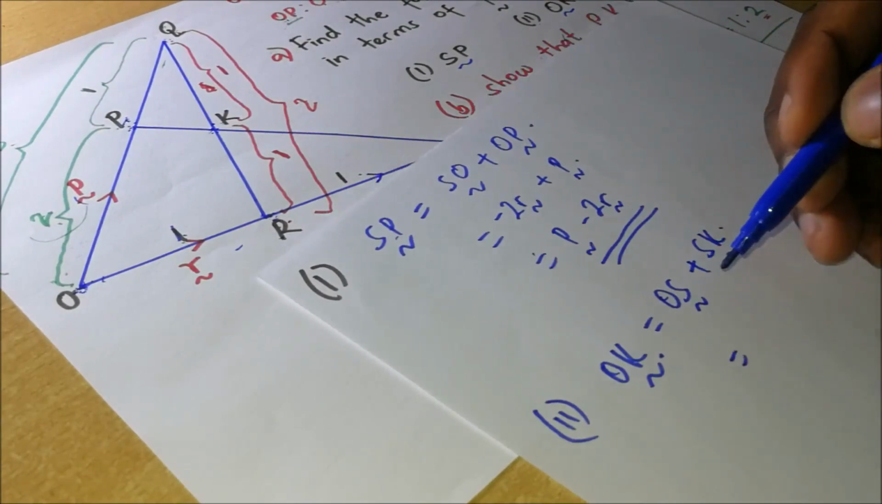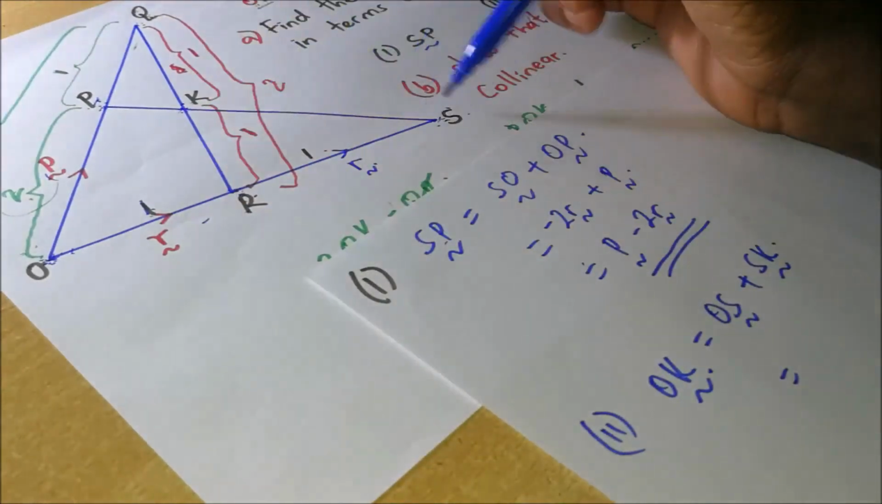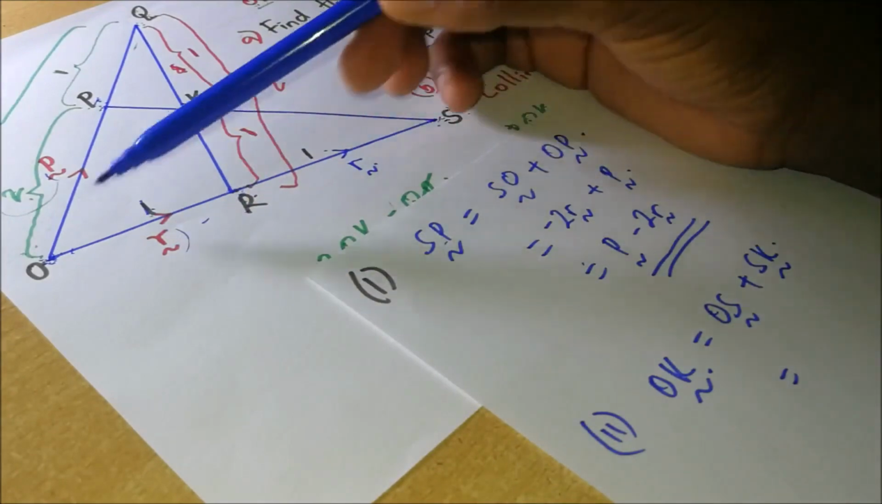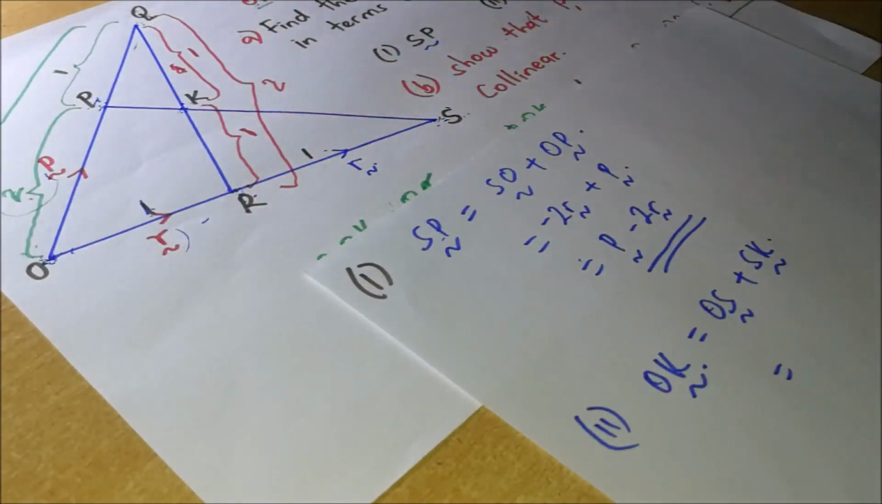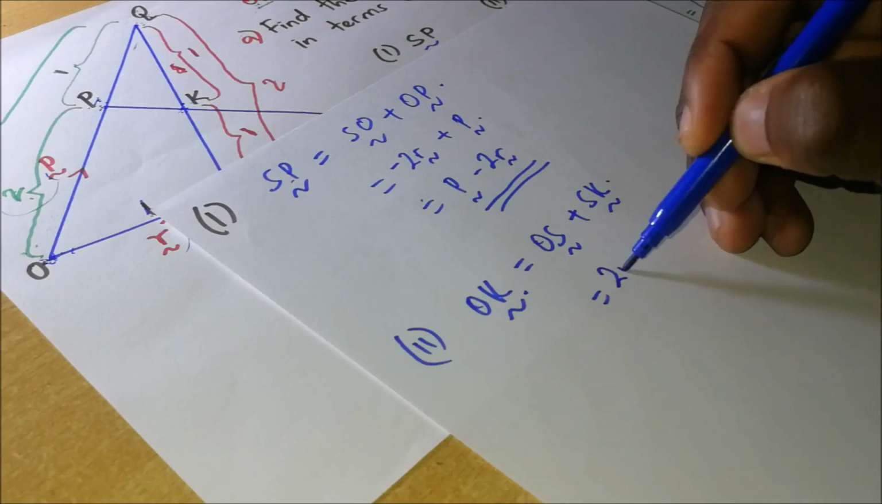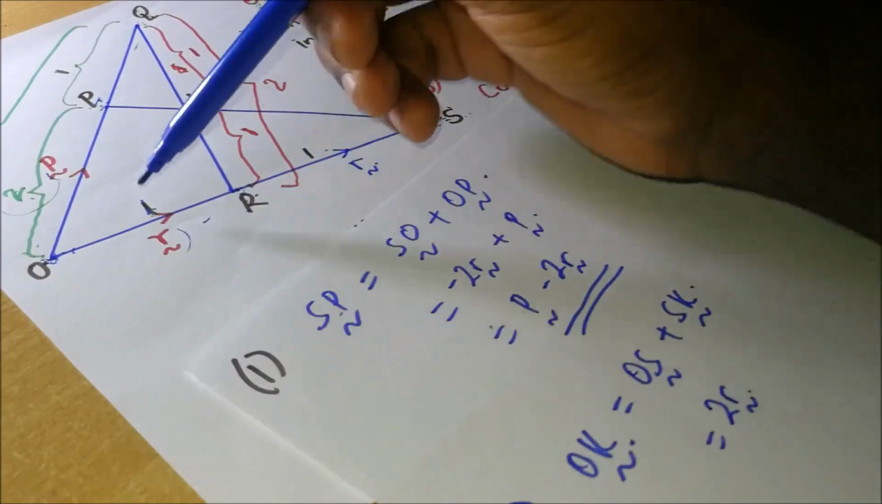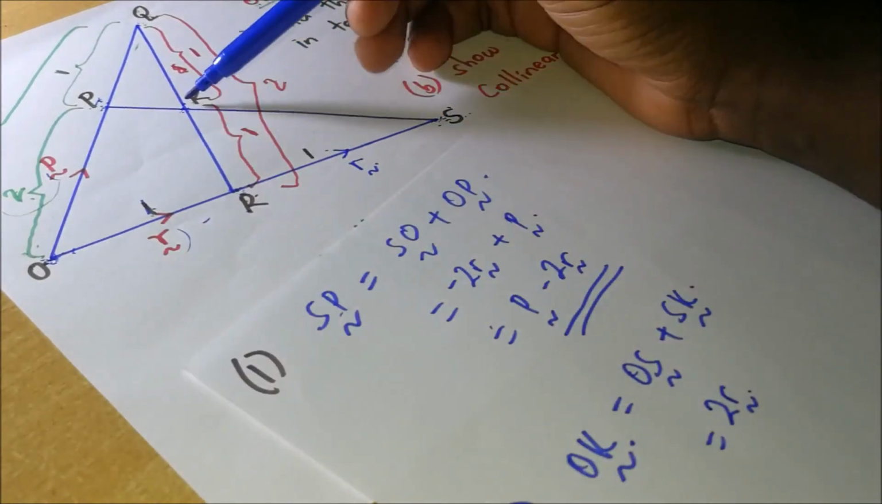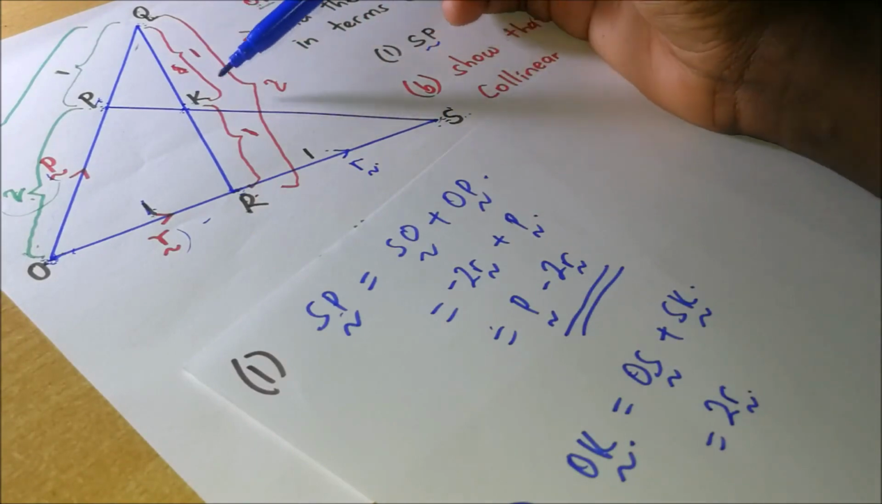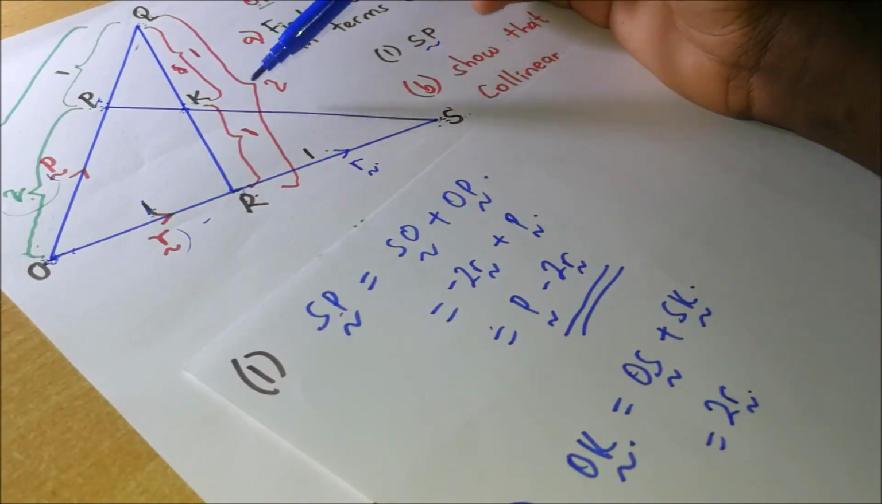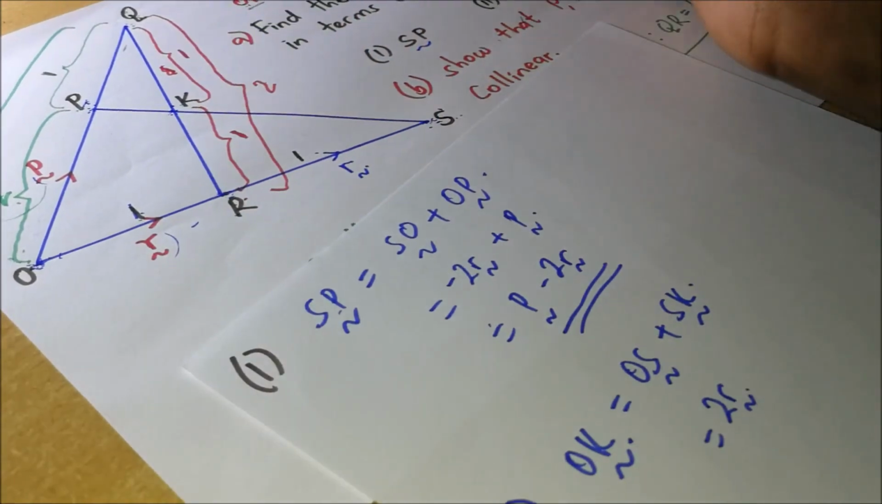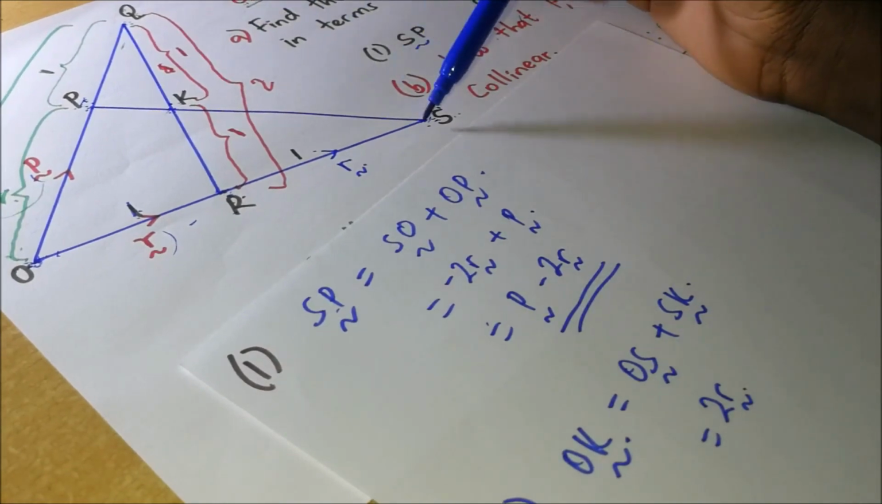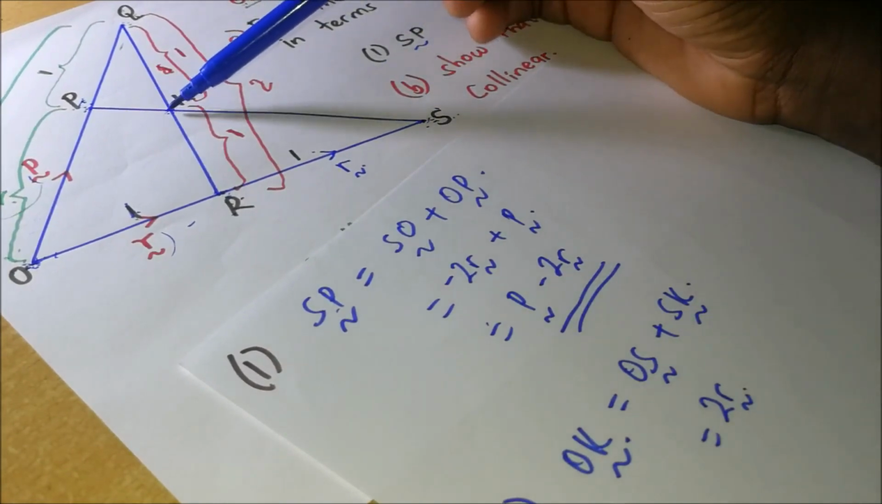So what is my value of OS? OS is R plus R. So for me to move from O to S is 2R, positive because it's in that direction. Then SK. According to our question, we do not have anything on SK. We do not know what it is. So you realize that for me to move from S to K, we are having a problem.